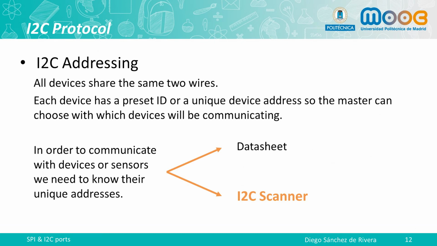Each device has a unique address. Each device has a preset ID or a unique device address, so the master can choose with which devices it will be communicating. So sending data from our Arduino to the I2C devices requires two things: the unique device address and at least 1 byte of data to send. There are two ways to know the address of the device we want to talk with: by looking into the datasheet or using an I2C scanner. This is what we are going to use in the following example.